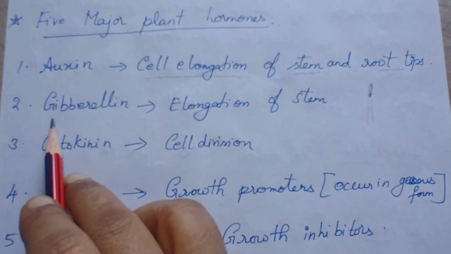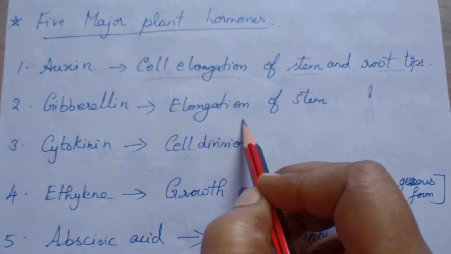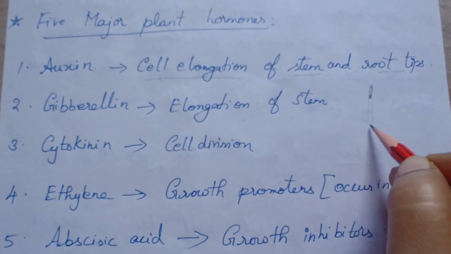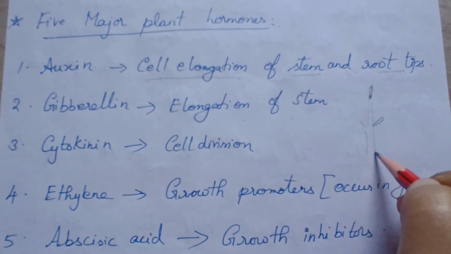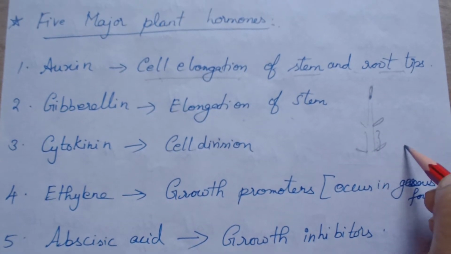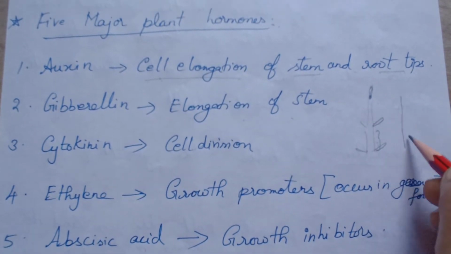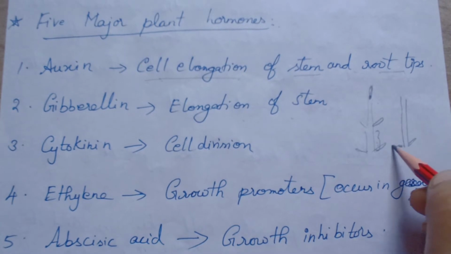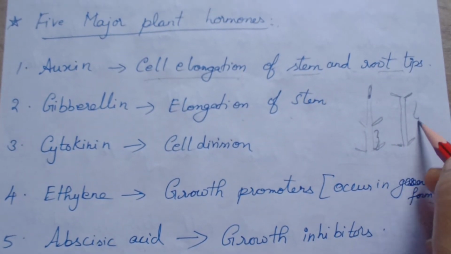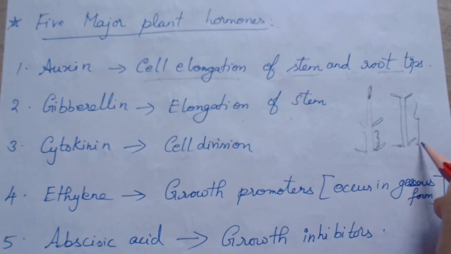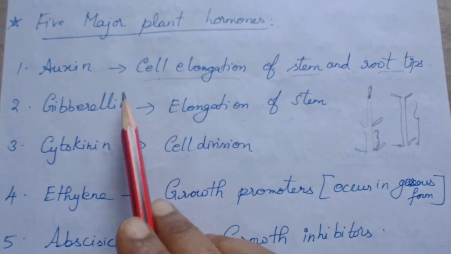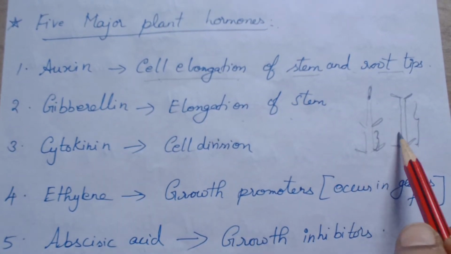Gibberellin, the next hormone, also helps in the growth of the plant by elongation of the stem. Here you will have some stems, right? This part, this stem elongation. When gibberellin is present here, this part becomes like this, elongation of the stem. This part has grown elongated to this side. Okay. Next, these two are helpful only for the elongation, the lengthening.